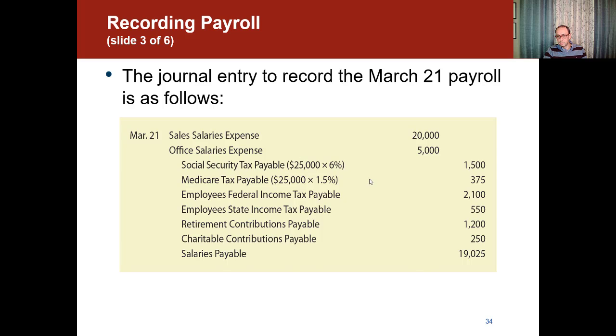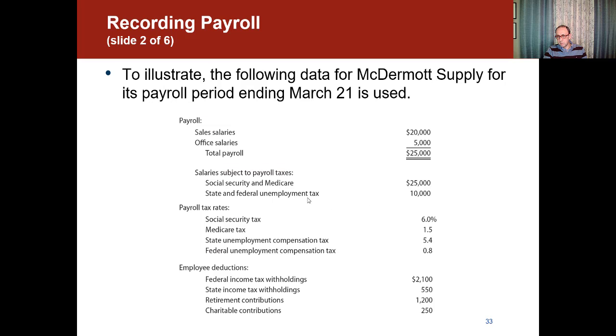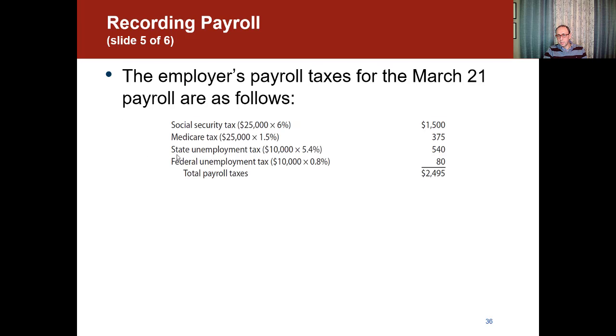And again, I'll go back to the given information, and you see here they say salaries subject to payroll taxes, and for state and federal unemployment tax, it was only $10,000. So this is why in our calculation here for SUTA and FUTA, we use the $10,000, not the $25,000, and we multiply by 5.4% and 0.8% for each one of these. And we got $540 and $80, and the total payroll taxes is $2,495. So these are additional expenses that we have to incur in addition to paying salaries to our employees.